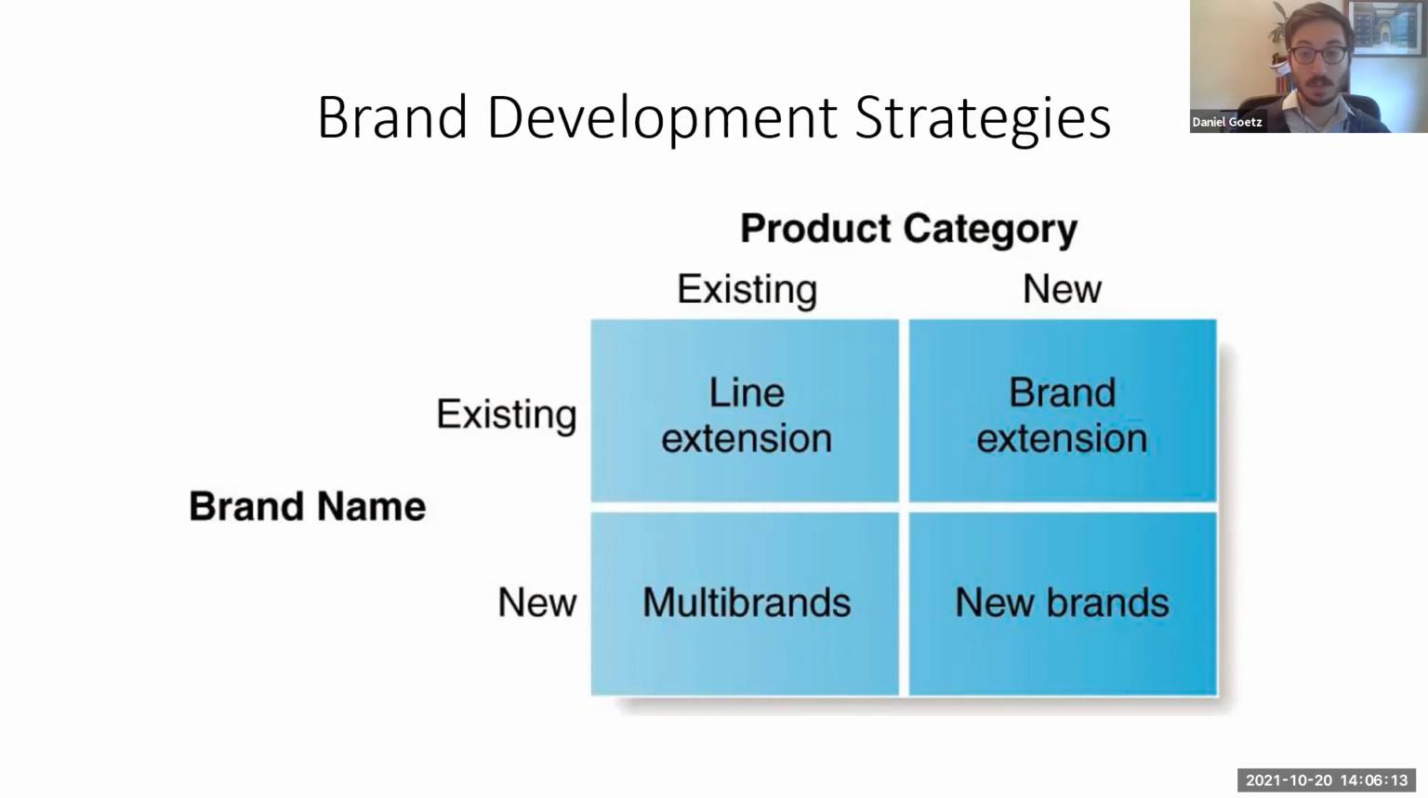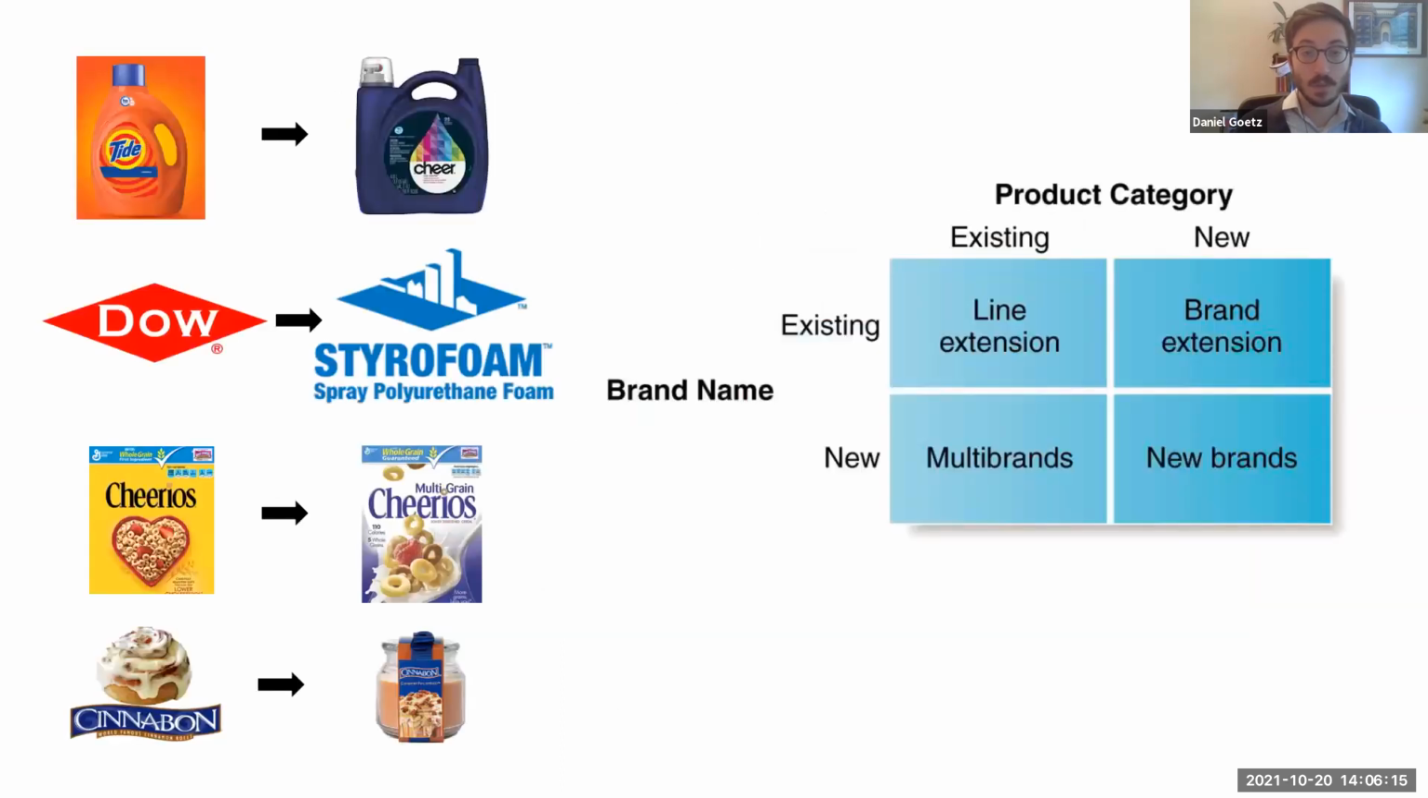types fairly frequently, okay? So when we look at, say, a line extension, an existing product with an existing brand name, Cheerios adding multigrain Cheerios, right? They're still making breakfast cereal, still under the Cheerios name, okay? And what about an existing product, but with a new brand name? Well, we've seen that in previous lectures with the laundry detergents, right? Procter & Gamble has Tide. They introduced Cheer, a new brand in an existing category of laundry detergent.